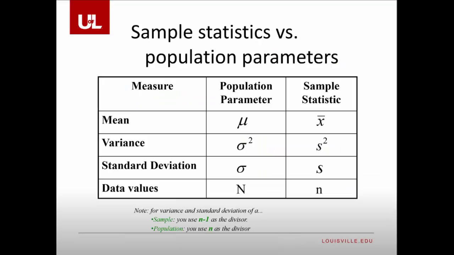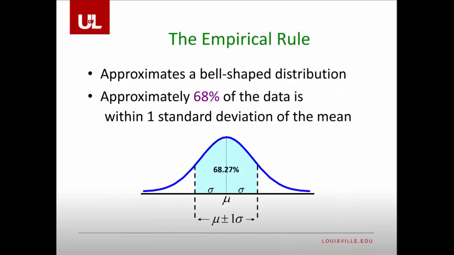There are corresponding population parameters to go with our sample statistics. We use our sample statistics to help us learn the population parameters. Mu for the sample mean, sigma squared for S squared or the sample variance, sigma for S or the sample standard deviation, and big N for population size and little n for sample size.